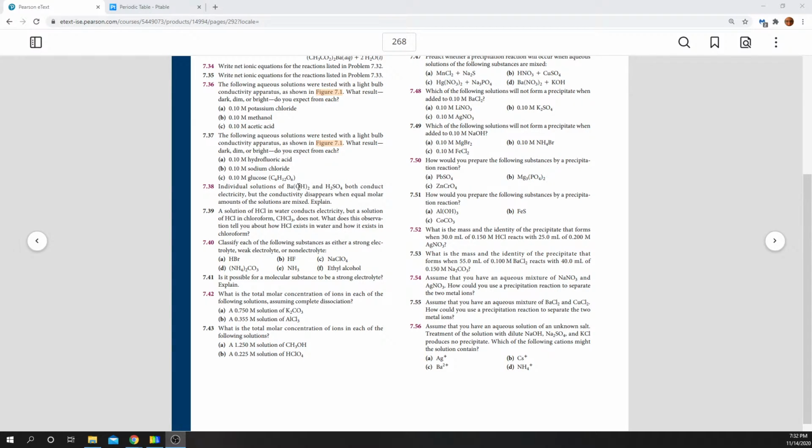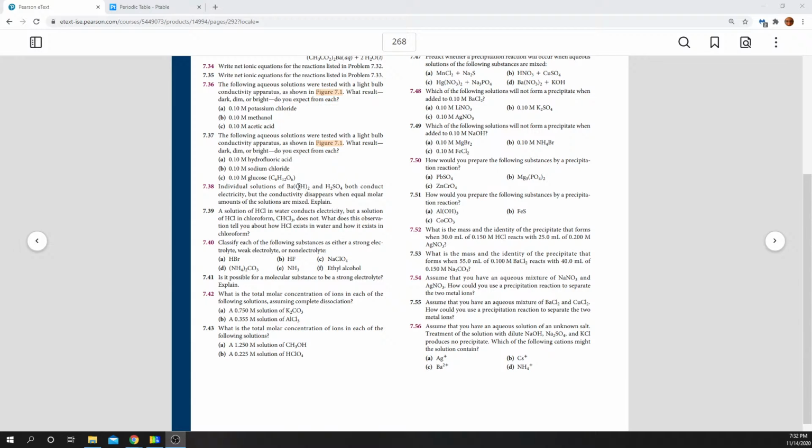740. Classify each of the following substances as either a strong, weak, or non-electrolyte. Hydrobromic acid is a strong acid, therefore it is a strong electrolyte. B, you have hydrofluoric acid. That is a weak acid, therefore a weak electrolyte. Sodium perchlorate, that is a fully soluble salt, so that is going to be a strong electrolyte.